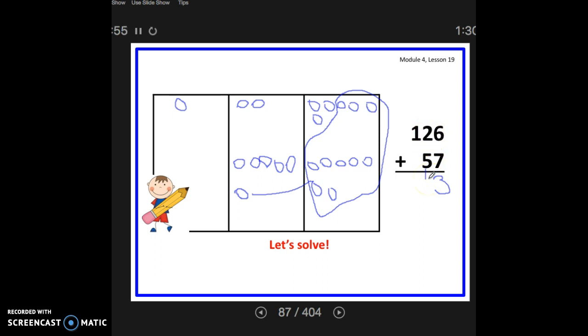Do we have enough to make another 10? Well, 5, 6, 7, 8. I don't have enough. If I don't have enough, I just add them up. So 5 plus 2 plus 1 is 8. And I have nothing that I'm bringing over to the 100 side. I only have 100. So my answer is 183.